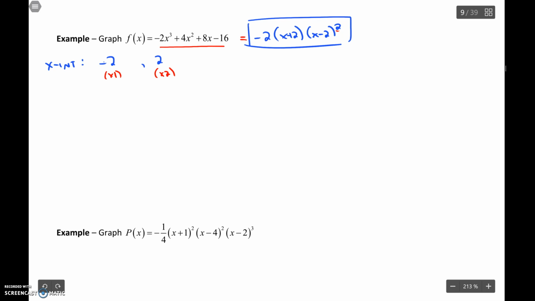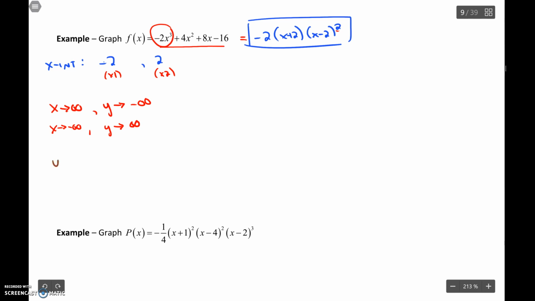End behavior: as x approaches infinity, your y approaches... so plug into your lead term, plug in a positive infinity, or this idea of a big number. So positive infinity to the third is positive, times a negative. Same thing for a negative: a negative times a negative is a positive.